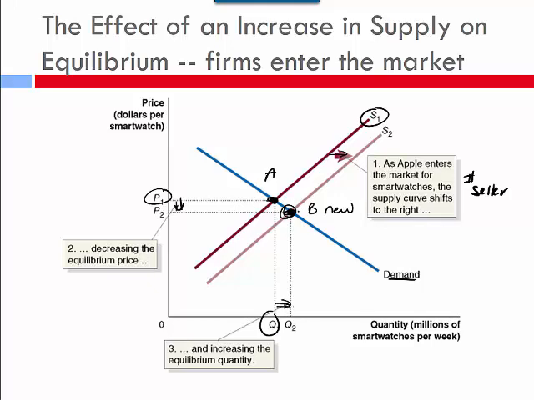So we have a new equilibrium, new price and quantity, and this increase in supply will bring the price down and the quantity up, which is really a win-win for consumers, right? More people have smartwatches and the price is lower. So everybody's actually happy in this one. More firms are making money, and so on.